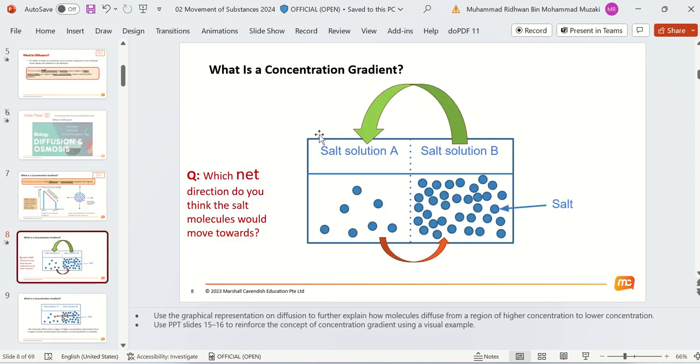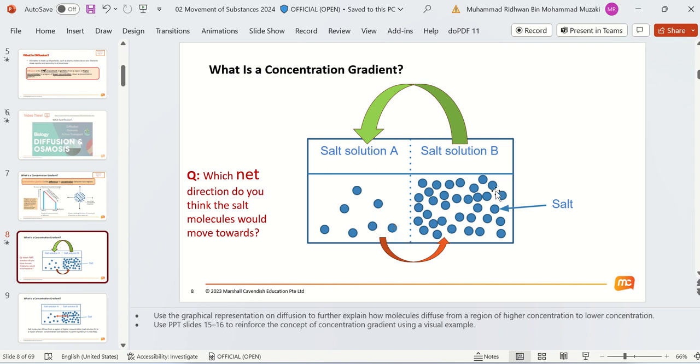Now, what is the concentration gradient? Over here, we have a partially permeable membrane and two different compartments. In compartment B, you have more salt particles, so compartment B here is more concentrated. Now, which net direction do you think the salt molecules will move towards? There will be movement of particles from left to right, but it is only a little bit. It is not a lot.